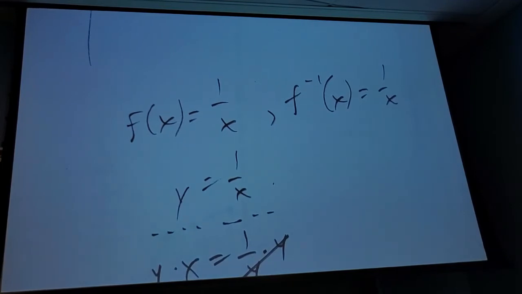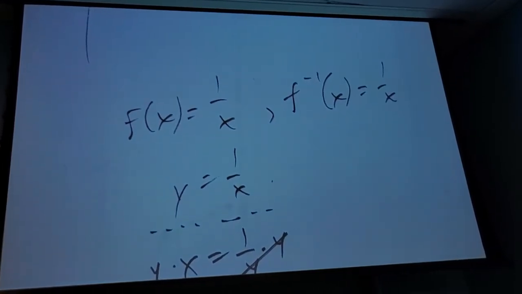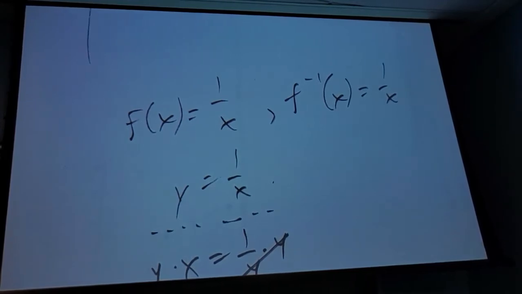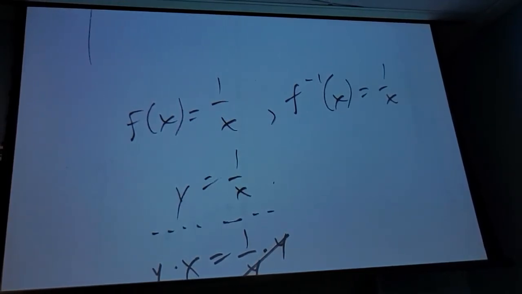If I flip a number, no, listen. Give me a number. 2. What do you get when you flip that number? 1 over 2, right? 1/2. How do I undo that? I flip it again. So what does 1 over a number mean? It means flip it. Are you guys with me? Are you guys okay?